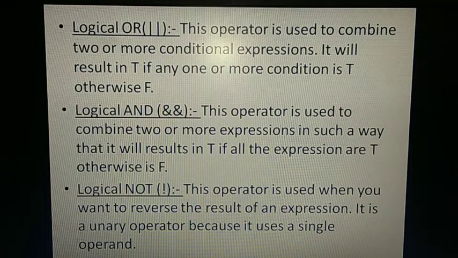Cleared? OR combines two or more expressions and results in true if any one of the expressions' test conditions is true, or else false. Logical AND combines two or more expressions, and the result is true if all the expressions are true, otherwise false. Logical NOT reverses the result of an expression.